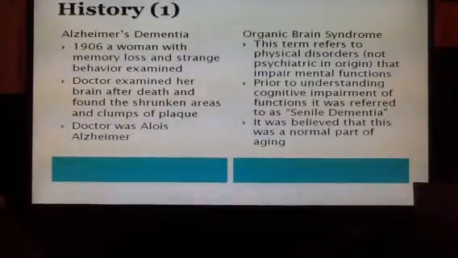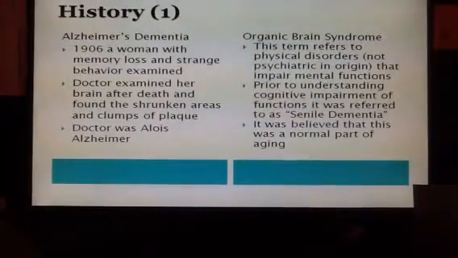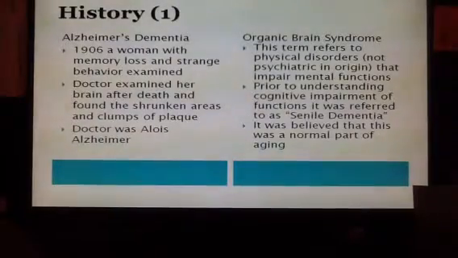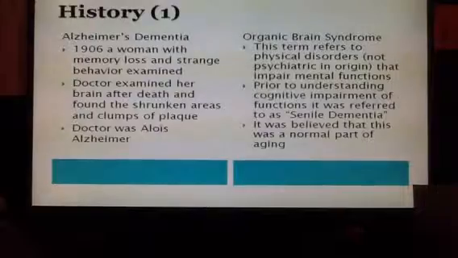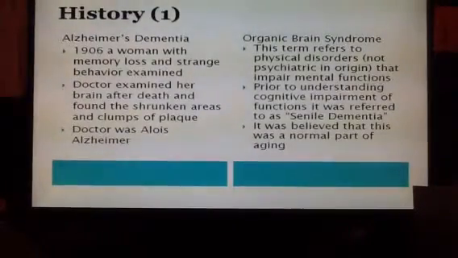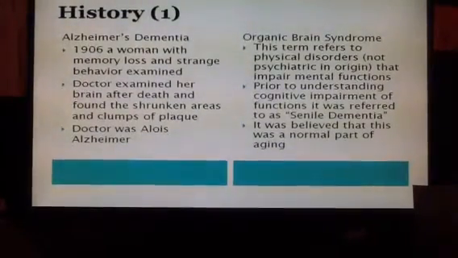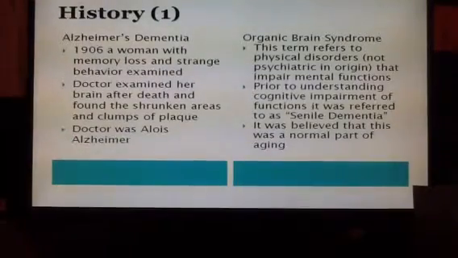Organic brain syndrome. This term refers to physical disorders, not psychiatric in origin, that impair mental functions. Prior to understanding cognitive impairment of functions, it was referred to as senile dementia. It was believed that this was a normal part of aging.